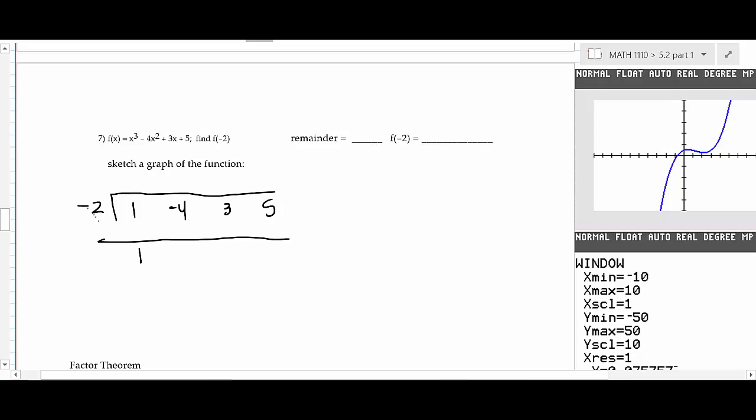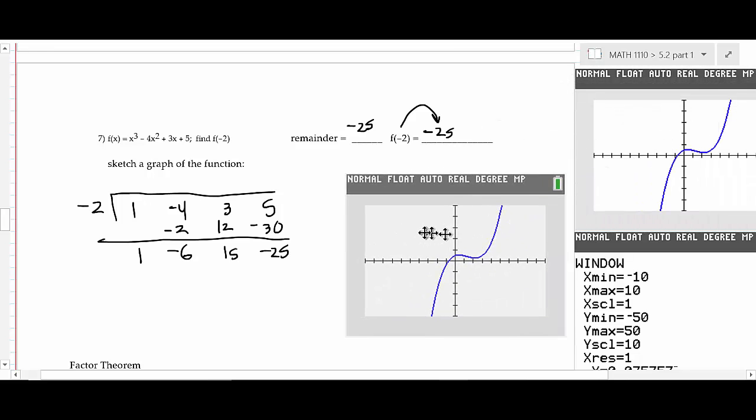You bring the 1 down. -2 times 1 is -2. The column adds up to -6. Multiply, you get 12. Add the column, that's 15. Multiply, that's -30. Add the column, that's -25. So what's the remainder? -25. So therefore, what is f of -2? -25.